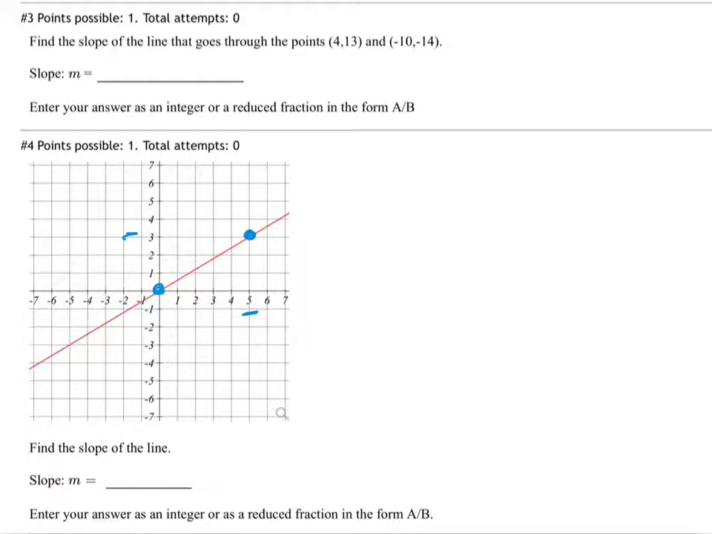So let's calculate the slope. Remember what slope is? Rise over run. 3 over 5. So let's start here and go 1. Now, and remember, you're counting jumps, not lines, huh?